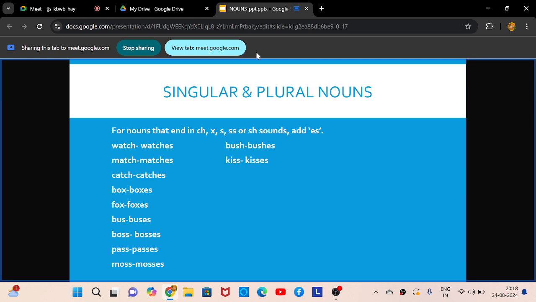Both these words end in x, so we have to add es. Next is bus. It ends in a single s, so again you have to add es to get the plural form. Next is boss, pass and moss. Boss is double s, pass also ends in double s, and moss is the green thing that grows on wet surfaces. So these and kiss, kisses, all these words end in s, so you are adding es to get the plural form. And finally bush ends in sh, so bush becomes bushes, you are adding es.